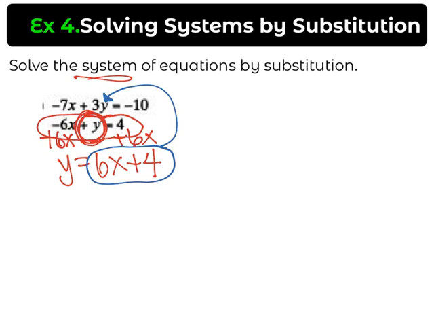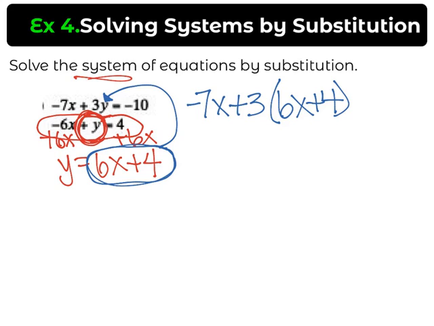Be very careful that you're always substituting it into the other equation that you haven't actually done anything with yet. So that means we've got negative 7x plus 3 times 6x plus 4. Remember, we put that in there in parentheses instead of the y, equals negative 10. So we're substituting what y equals in for y. So you have no more y in your new equation. Instead, you have the 6x plus 4 in parentheses. Always put what you substitute in parentheses.